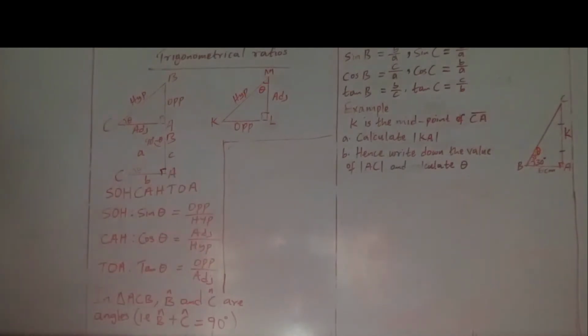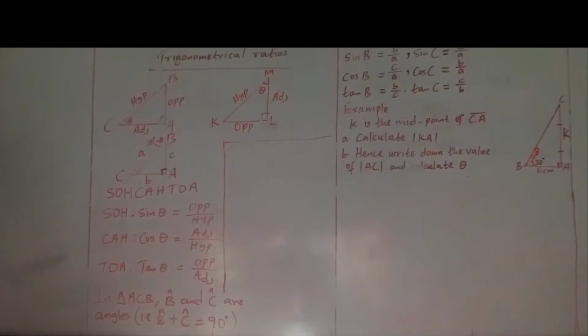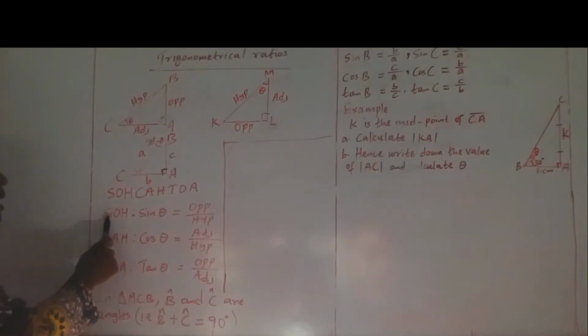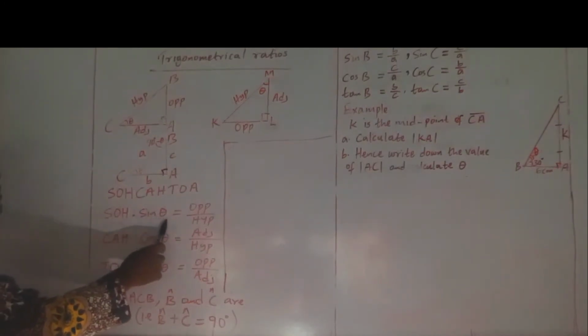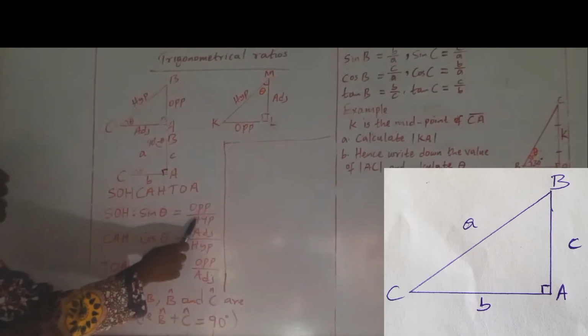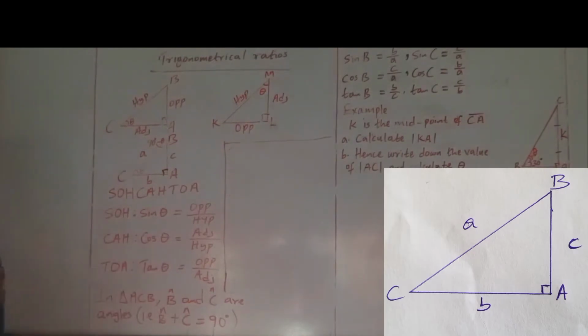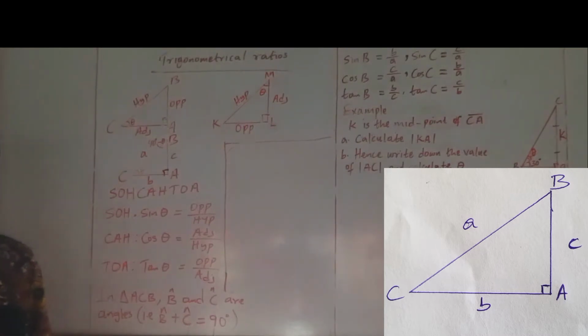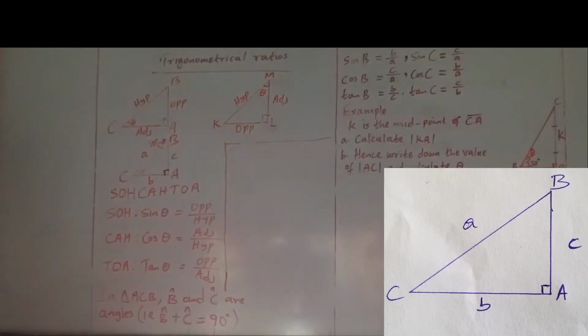SOHCAHTOA is the acronym for studying trigonometrical ratio. SOH, sin theta, opposite over hypotenuse. CAH, cos theta, adjacent over hypotenuse. TOA, tan theta, opposite over adjacent.